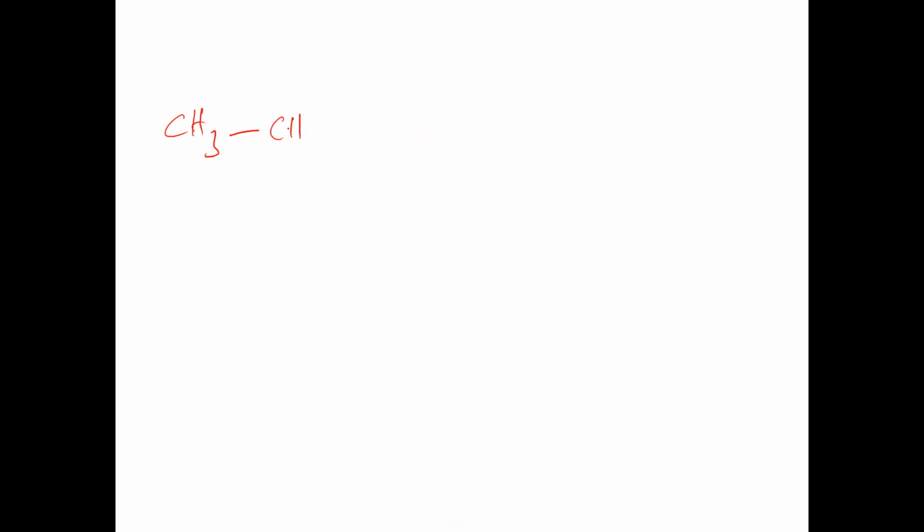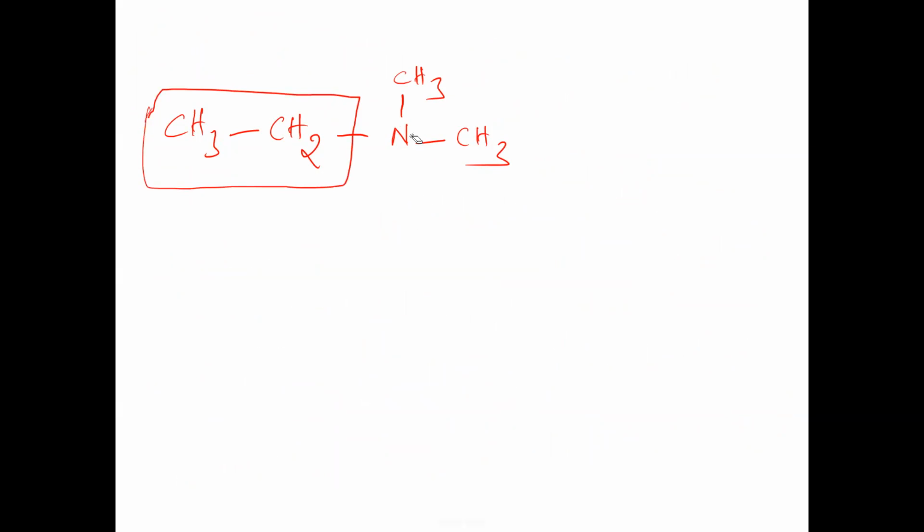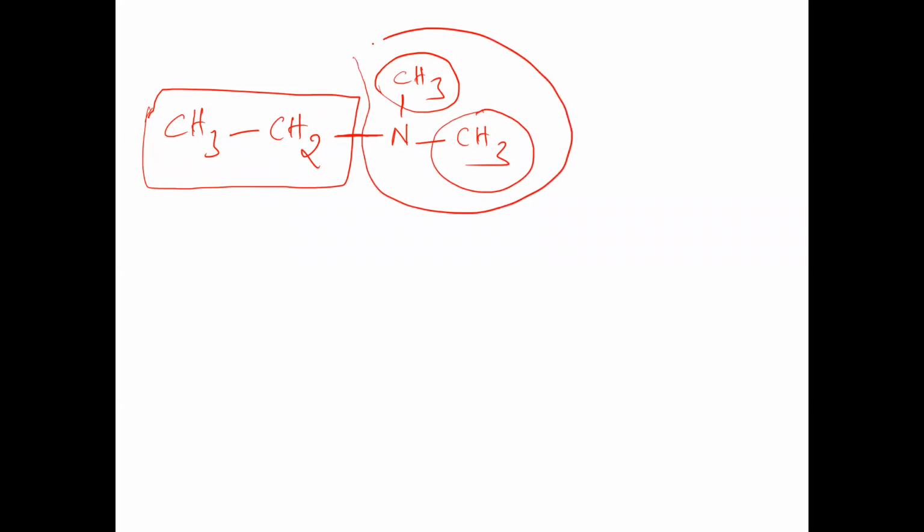CH3, CH2, N(CH3), CH3. Now in this molecule, how many carbons are directly linked? Tell me. Only 2 carbon atoms are directly linked to each other. These carbons are not directly linked to other carbon. This methyl group is present on the nitrogen atom. This methyl group is also present on the nitrogen atom, right? So what is the functional group in this molecule? Tell me. NH2 only again. NH2 is the functional group here.